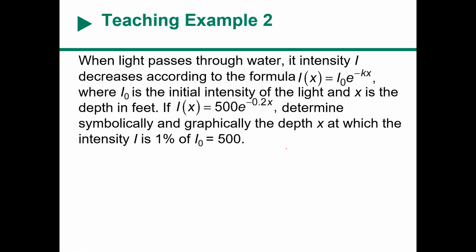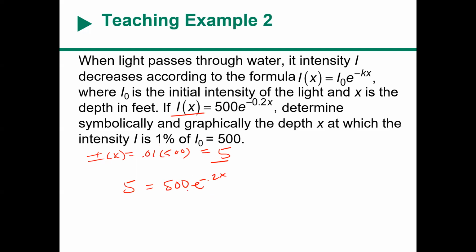Okay, so we're looking for I of x first. So we're going to find what that value is. Our I of x is going to equal 1% of our I sub 0, so 1% of our initial, which is 5. So we know what I of x is. It is 5. So we have 5 equals 500 e to the negative 2/10 x.